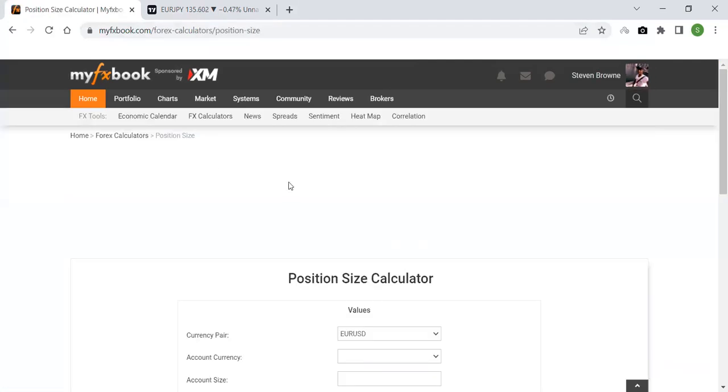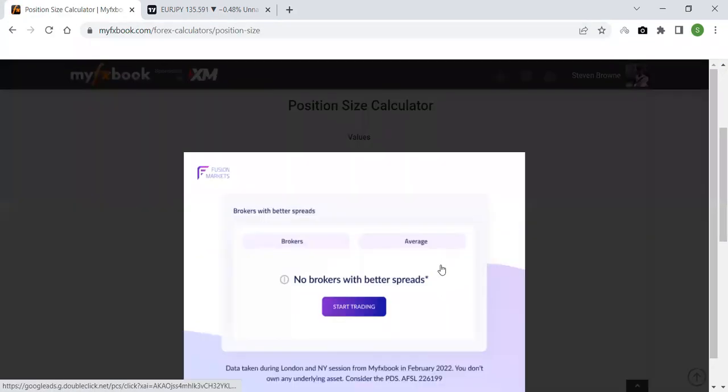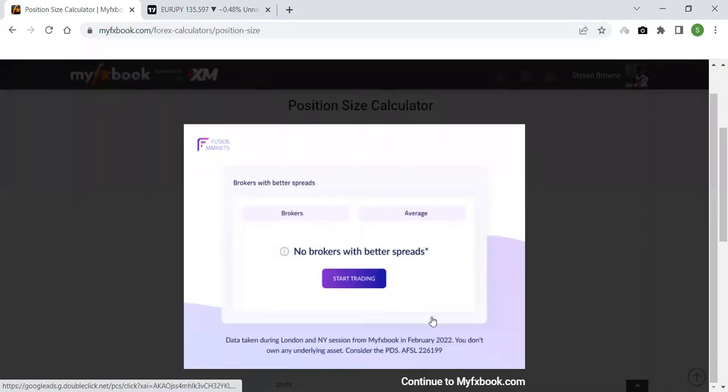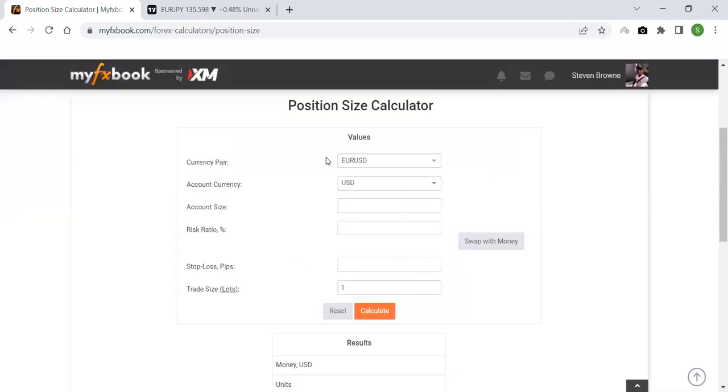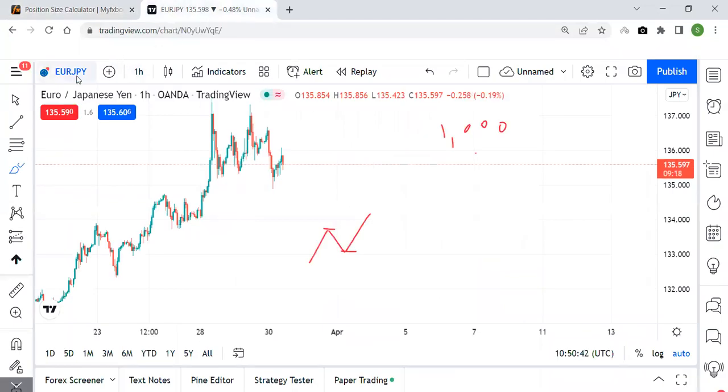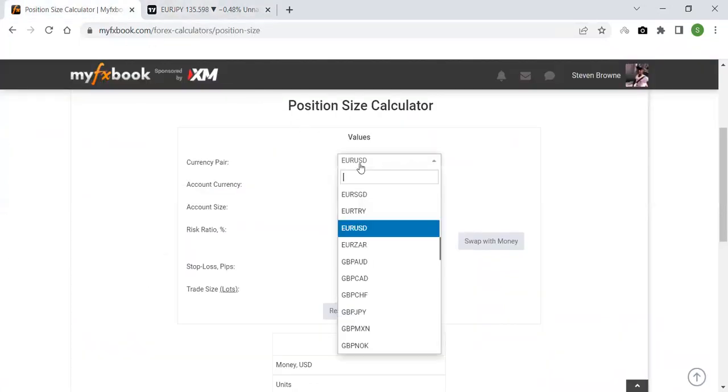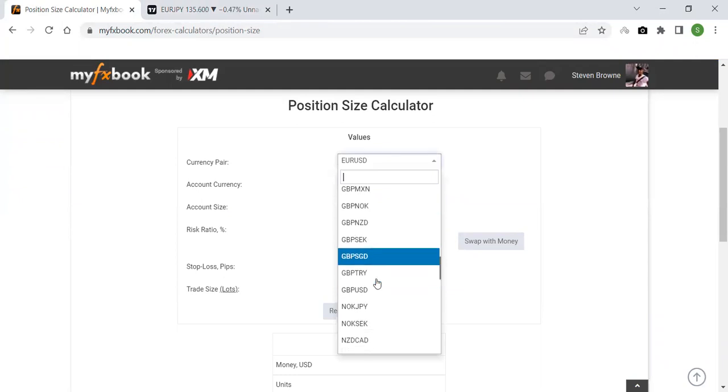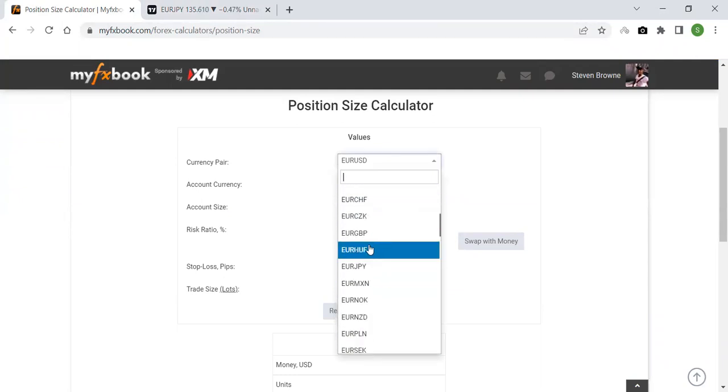We click on it, and then we get all the symbols. This is an ad, so you just click on continue. The currency pair is which pair you are trading. We are on the Euro Japanese yen, so we have to put it there. Let's see if we can find Euro Japanese yen.